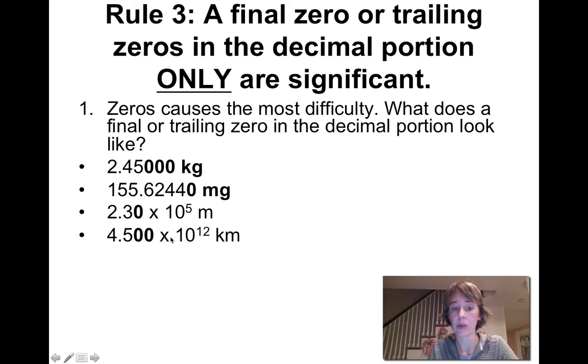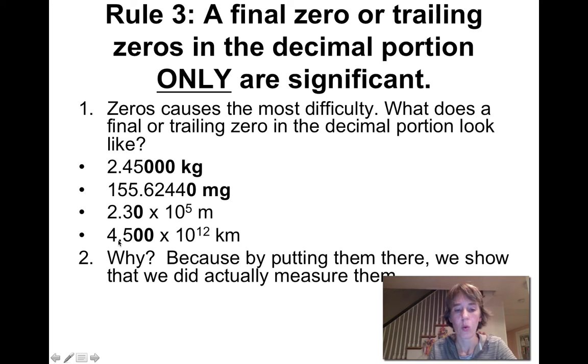And then in this one, despite the fact that there's this times 10 to the 12th over here, the significant figures are the 4 that are shown in the scientific notation. Why? Because by writing them, we're showing the world that we actually measured them, and they just happen to be 0.